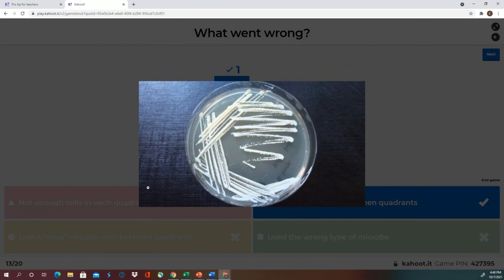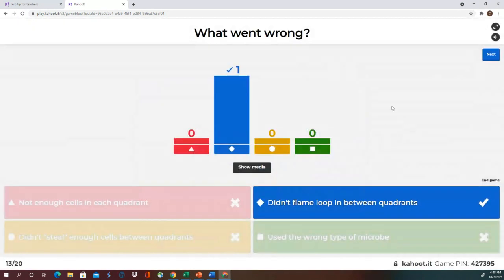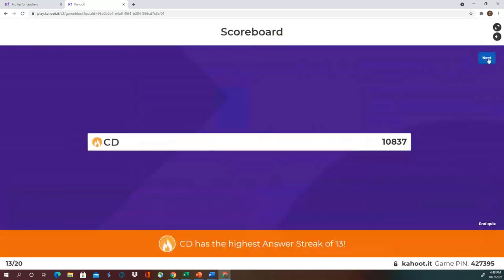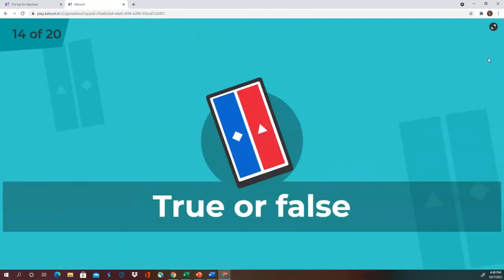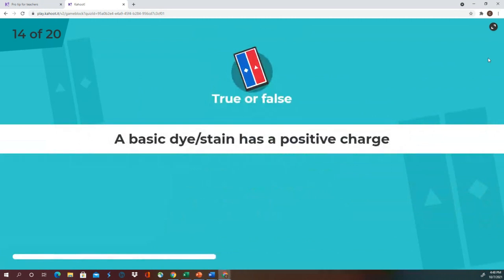You only use your broth once at the very beginning to introduce cells into quadrant 1. After that, you set it far, far away from you so you cannot be tempted to put any more cells on your plate. So make sure you are able to figure out what went wrong on a streak plate. And there are examples in the lab report.